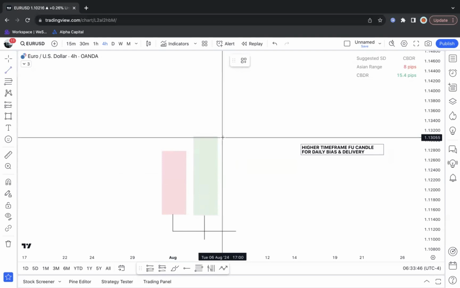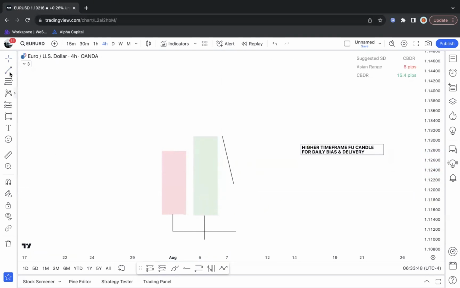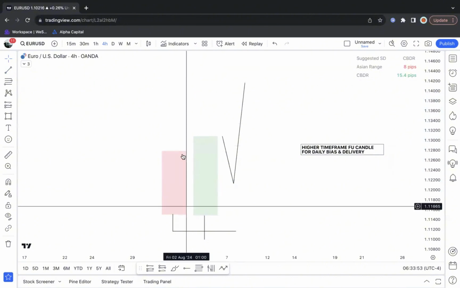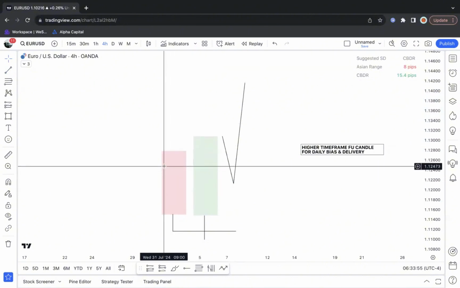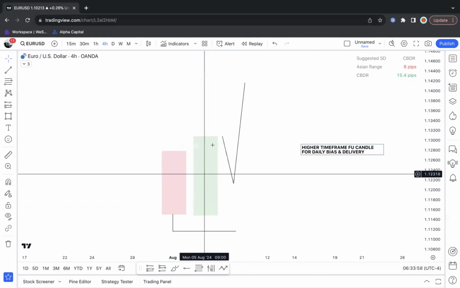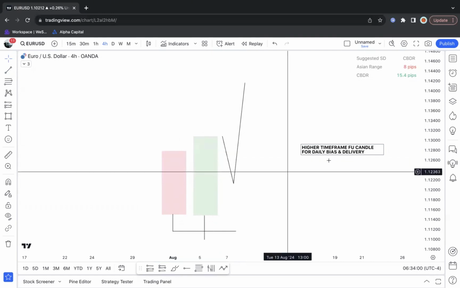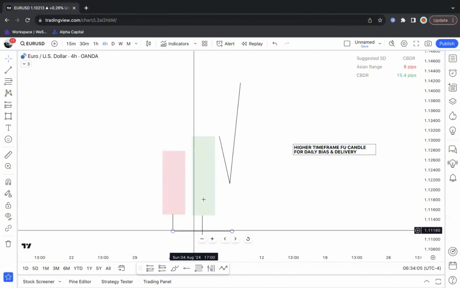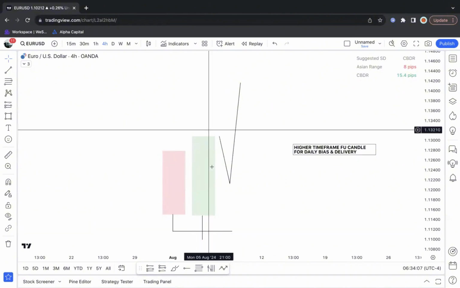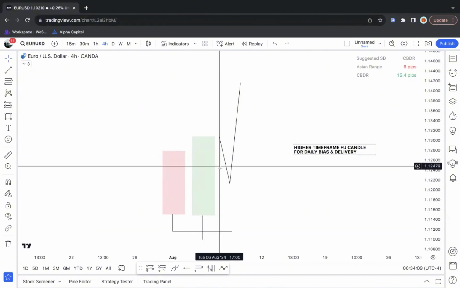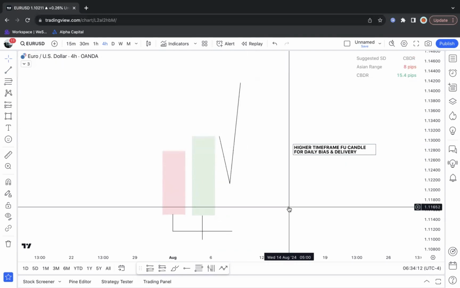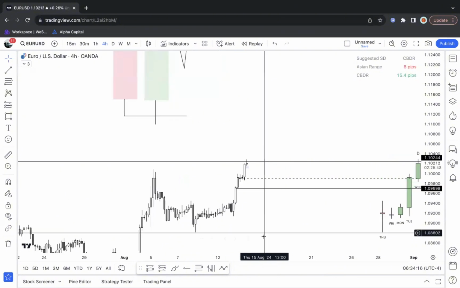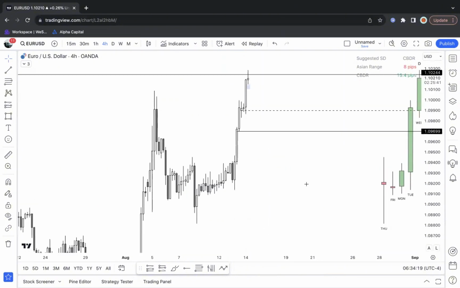We can see a pullback back down into 50% of the range for Wednesday, and then potentially continue higher just by understanding this model here. So this is an FU candle, and this is perfect for our daily bias and delivery. We need to understand the daily low has been wicked out here, and then with it engulfed, price delivery is to the upside. We can then see maybe a small pullback and then continue higher for the rest of the week in this example.